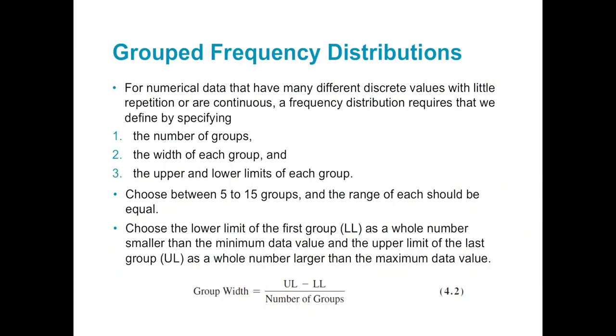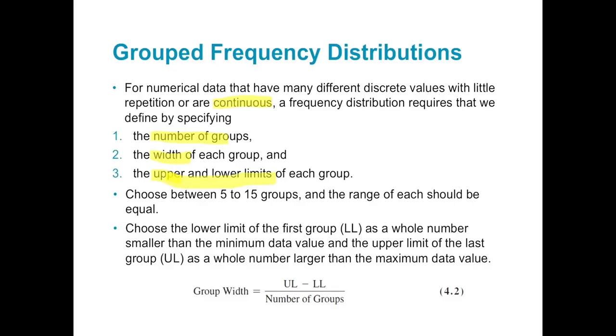Now, when data is continuous with many distinct values like dollar amounts, then we group it into intervals first. And this requires three decisions: how many groups, how wide each group should be, and where to set the boundary. The textbook recommends 5 to 15 groups. That's because if you have too few, then you lose detail. If you have too many, then the groups might be mostly empty.